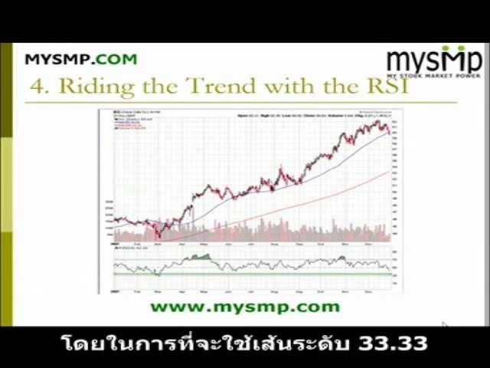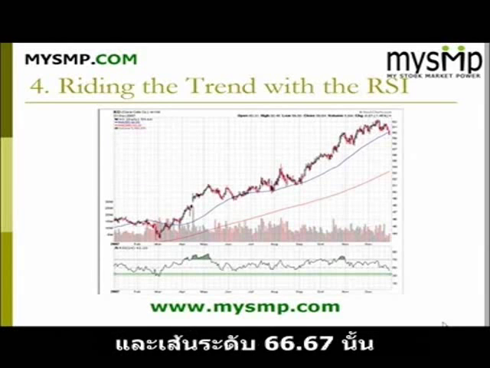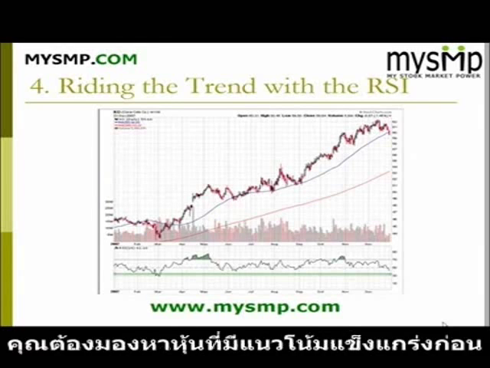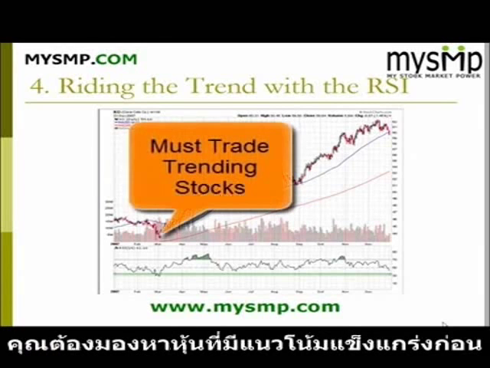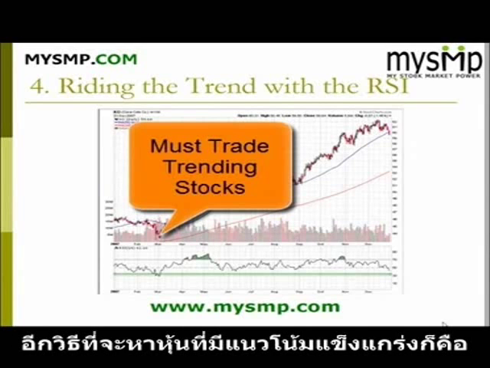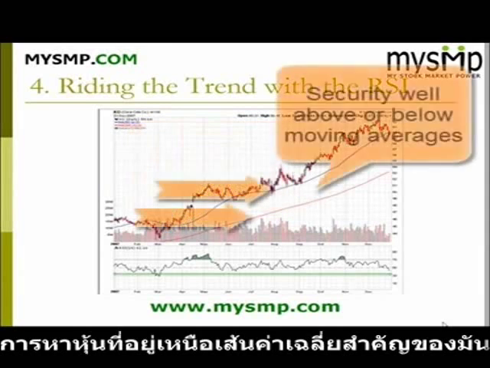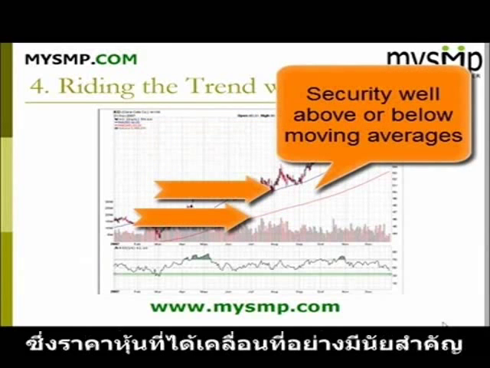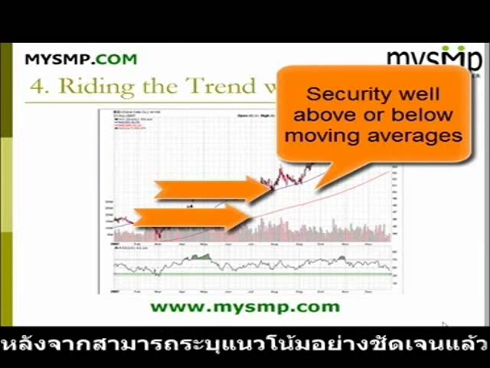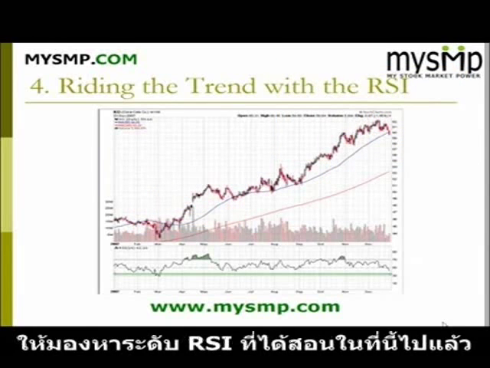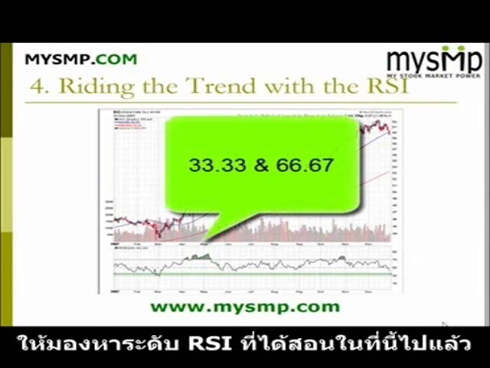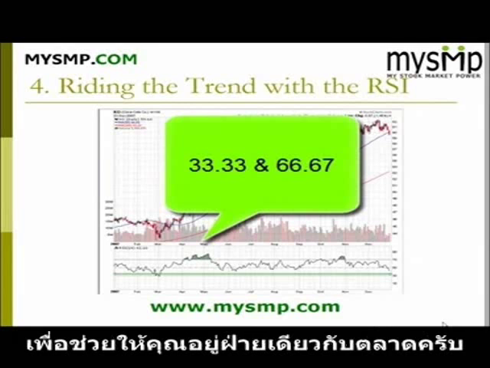Beyond identifying the 33.33 and 66.67 levels, a trader must first identify a security that is trending strongly. Another method for identifying securities that are trending strongly is whether they are above or below all of their respective moving averages. This also implies that the security is experiencing a strong move in either direction. Once you are able to identify the trend, look for the hidden RSI levels described in this course to keep you on the right side of the market.